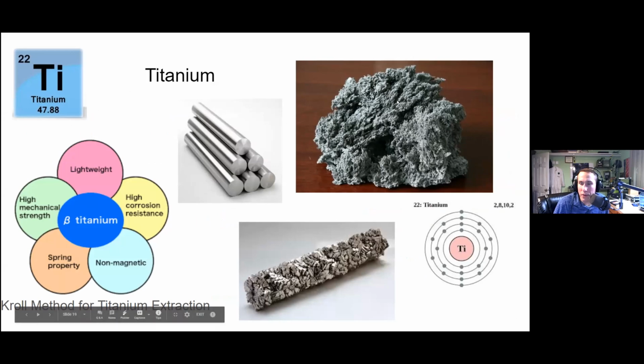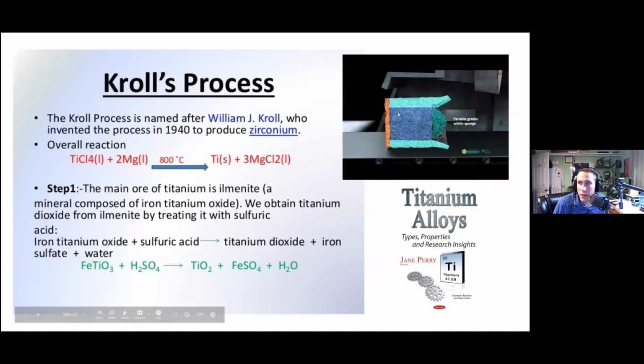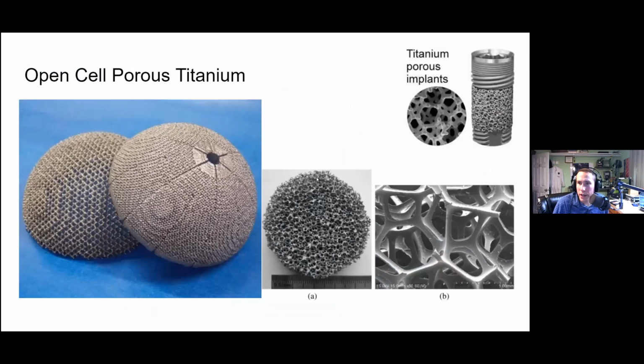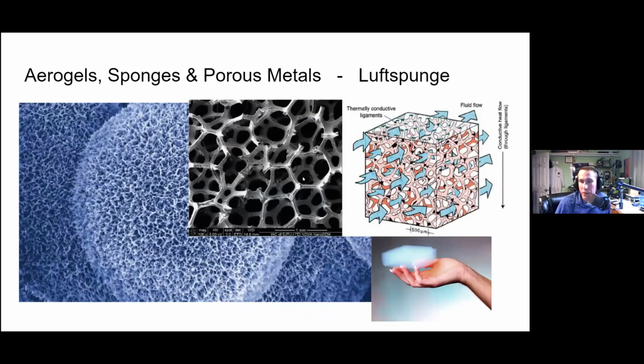Titanium has the Kroll method for purifying it, which they use to make a kind of sponge cake of different purities, and they take off the different pieces. But sponges are an interesting thing because it turns out a lot of different metals can be used to make sponges, and also other things like aerogel, which is a silica sponge. It's like silica gel, but the gel's been replaced with air to make aerogel.